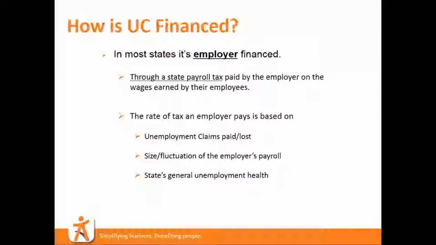In most states, it's totally employer financed, and that's done through a tax paid on the first dollars each employee earns. The rate of tax that an employer pays can be anywhere from as low as 0.1% up to as high as 10% on wages as low as the first $7,000 or as high as the first $32,000, depending on the state. You can see there's a lot of fluctuation there, and it is based on several things. One, the claims an employer loses. Two, the size and fluctuation of an employer's payroll. And three, the general unemployment health of that state.